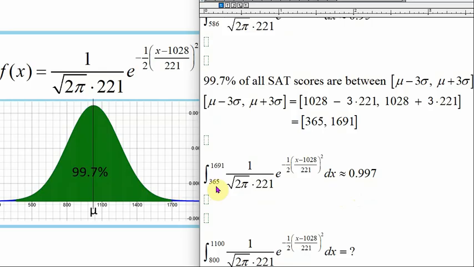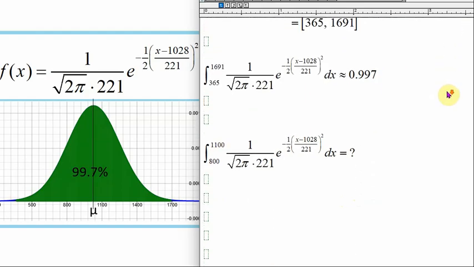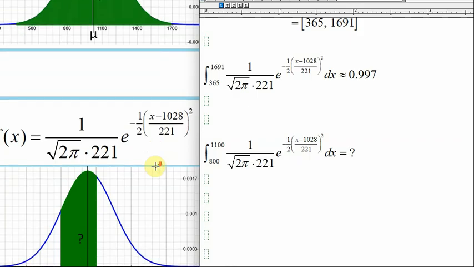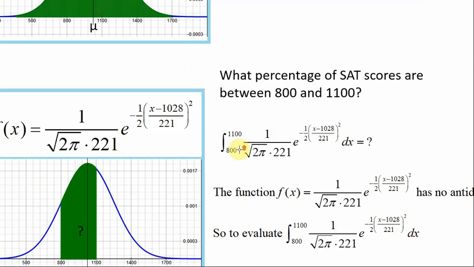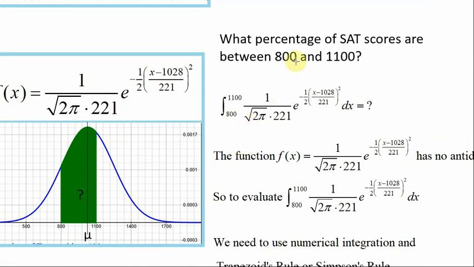It'd be the integral from 365 to 1691. And now suppose I want to know what percentage of SAT scores are between 800 and 1100, meaning I want to find the area between 800 and 1100. And so we need to evaluate the integral from 800 to 1100. So we need to evaluate this integral right here.